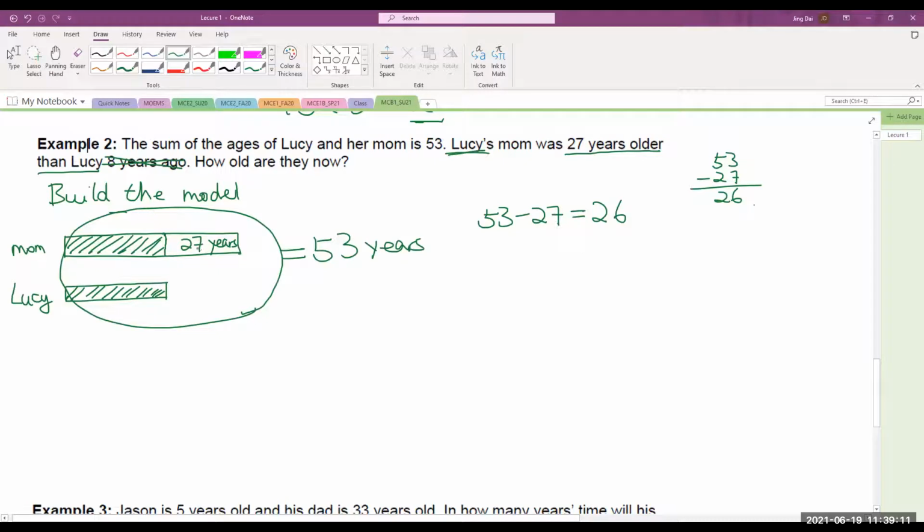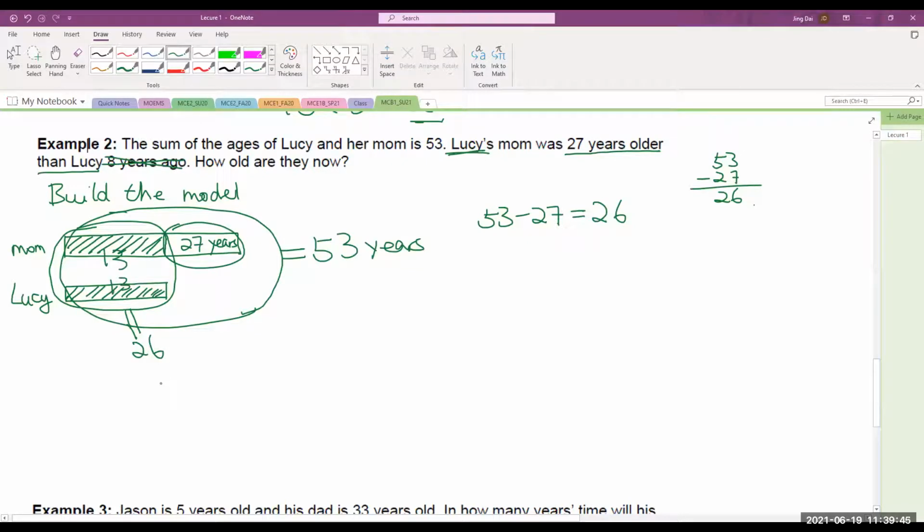Okay, so Kevin is saying, 13 years old. So if we take that 27 years from that 53, if we take this guy away, now what's left is just these two bars, the leftover, and we know that these two bars together are 26. And I made these bars exactly the same. What does that mean? Each of these bars is going to be 13.